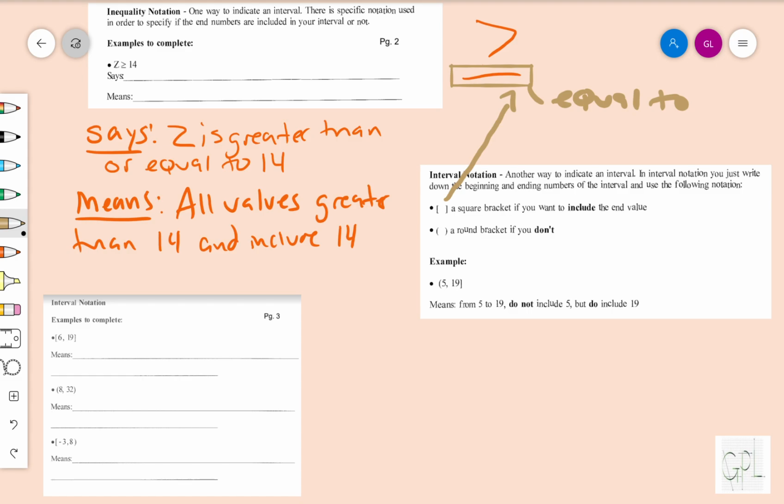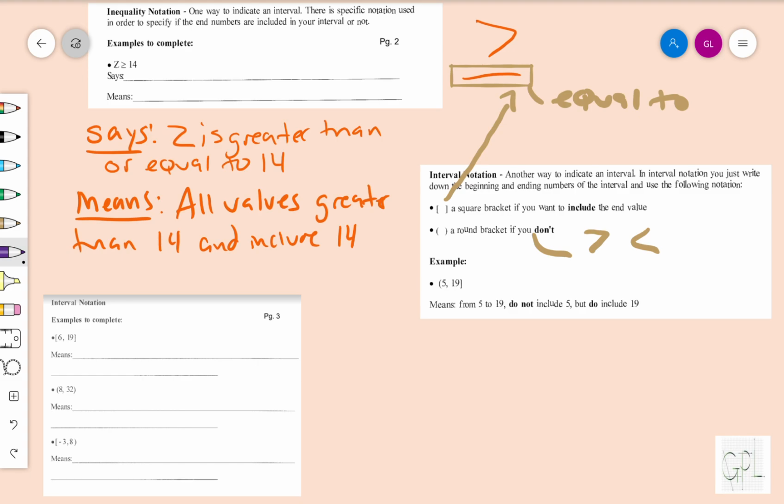A round bracket means that you do not. So a round bracket is just as if you had a regular less than or a regular greater than symbol. If you had either one of these here, I don't have a variable, so we'll know what exactly it represents, but those in themselves just mean that you're not going to include the data, because you don't have the equal to sign or symbol underneath it. So now let's look at this one.